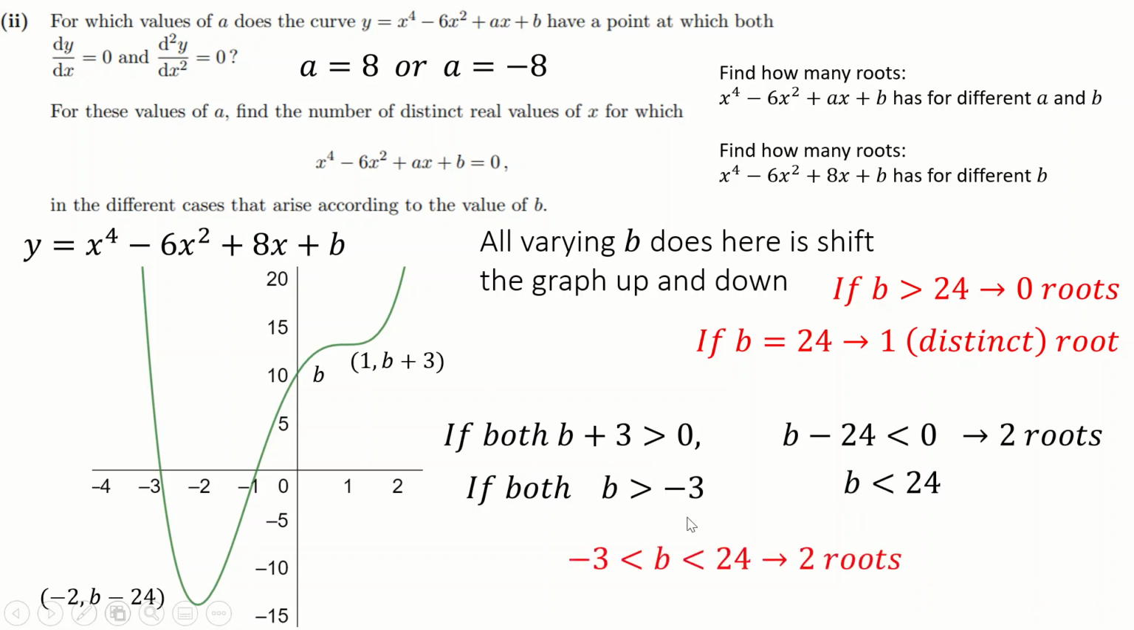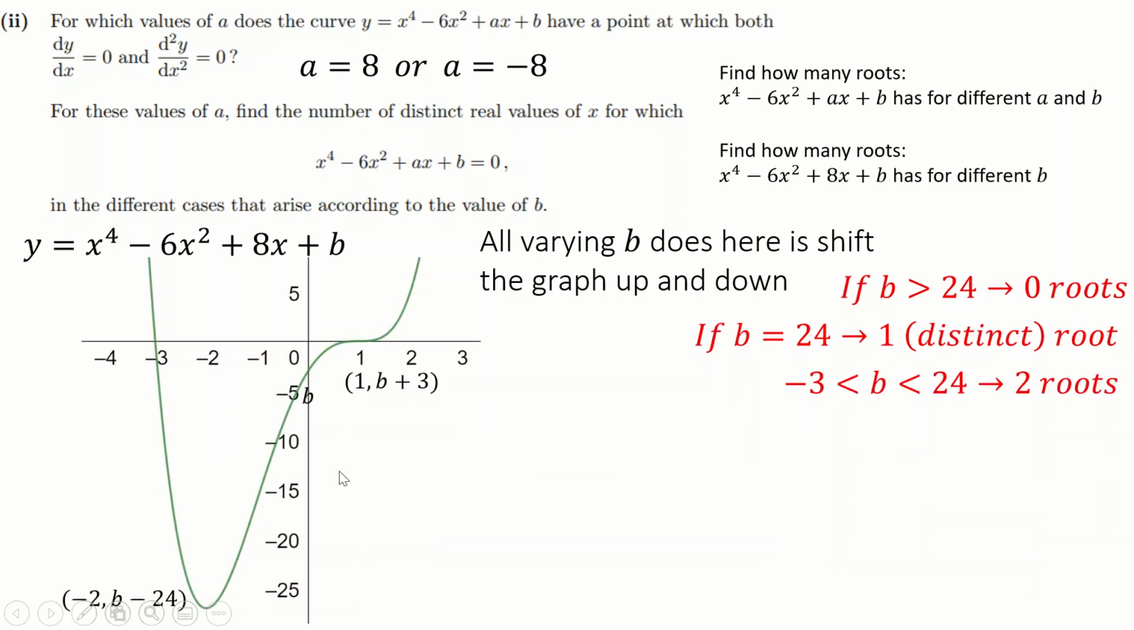But I can combine those, right? B greater than minus 3 and B less than 24, 2 roots. So I can combine those things just into one statement. So that's what I've done. Excellent, so that's my third condition. What about if I move this graph down further such that this inflection hits the line? Just like that. Well, actually, I still only have 2 roots here. So I still have 2 roots when B plus 3 is 0. When the y-coordinate of this point is 0, I still have 2 roots.